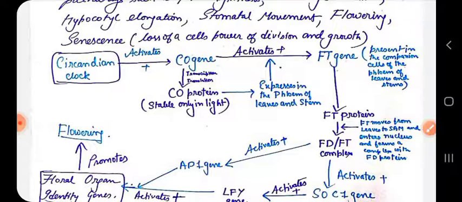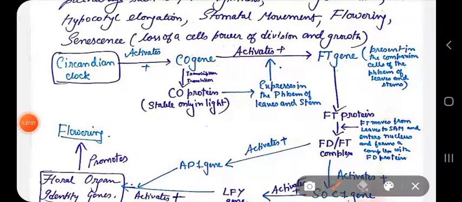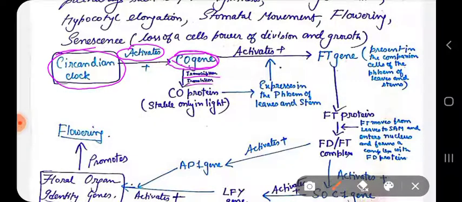Well, if I say one by one, in the flowchart I have said here, I have not described it. This circadian clock is activating the CO gene. Okay, CO gene, by transcription and translation, it makes CO protein.